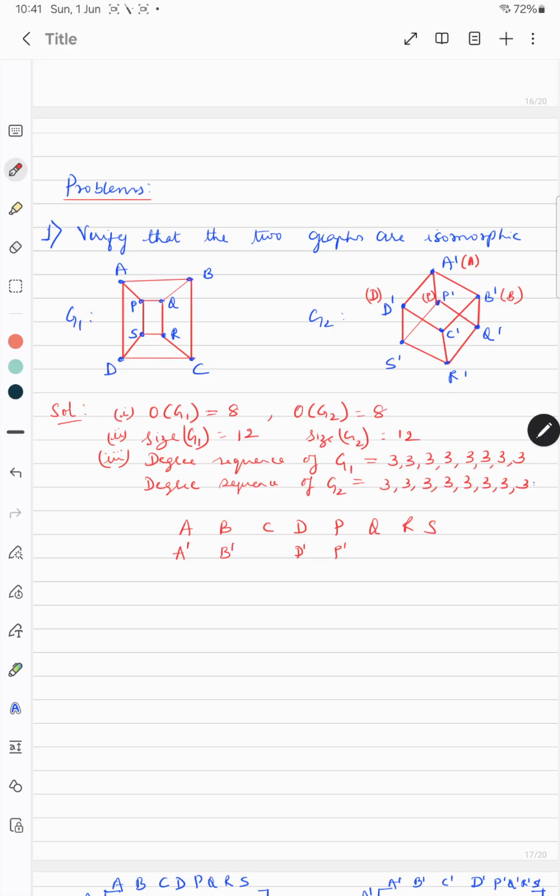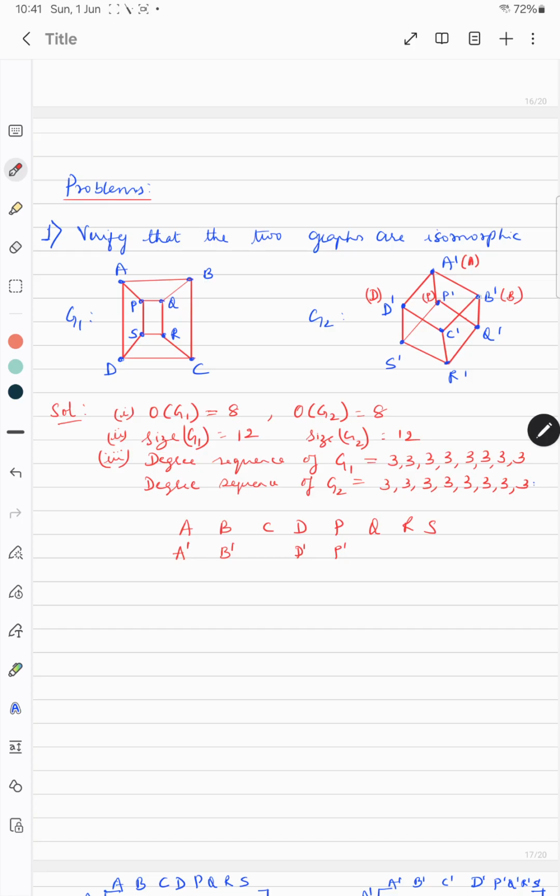Okay. Now B is a vertex of degree 3. So what is B in graph G2? It is B dash. B dash is also a vertex of degree 3. Now B is adjacent to A, B is adjacent to C, B is also adjacent to Q. So B is adjacent to A in the sense that B dash is adjacent to A dash in graph G2. So that is there. There is an edge.